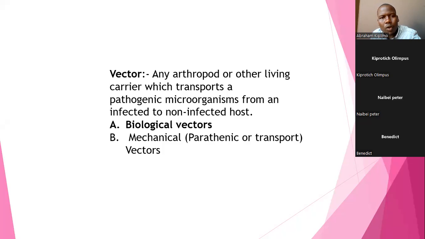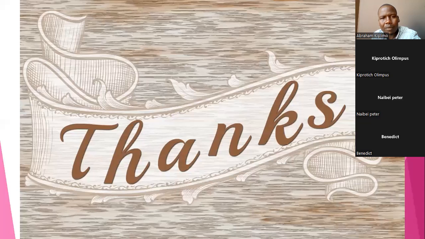Therefore we proceed and see what a vector is. Benedict, what is a vector? A vector is any arthropod or other living carrier which transports a pathogenic microorganism from an infected to a non-infected host. Correct. And therefore we have two types of vector, that is biological vector and mechanical vector.